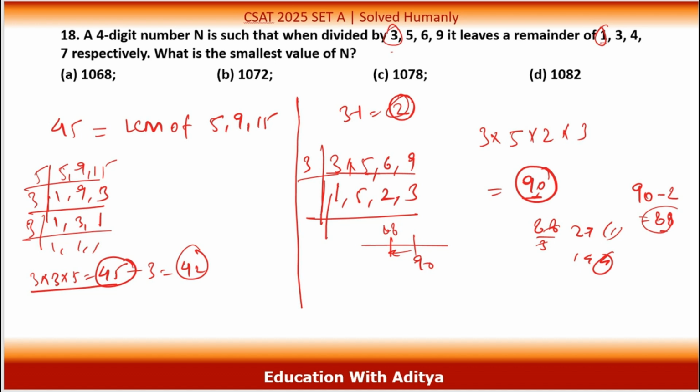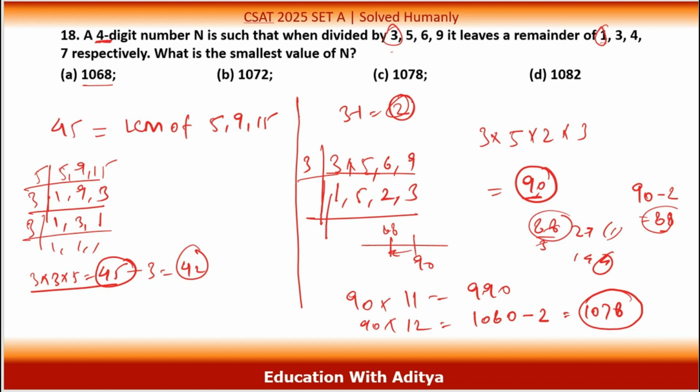But the question is not asking us for a 2-digit number. The question is asking us for a 4-digit number. So whatever the number would be, it would be in the multiples of this LCM. So I will keep multiplying 90. Let's say I have to reach the smallest 4-digit number. So 90 into 10 would give me 900. 90 into 11 would be 990. And if I do 90 into 12, I reach 1080. And if I do minus 2, then I will reach 1078. That's the answer. If it had asked for the smallest 3-digit number, then I would do 90 into 2, that would be 180 minus 2, 178 would have been the answer.